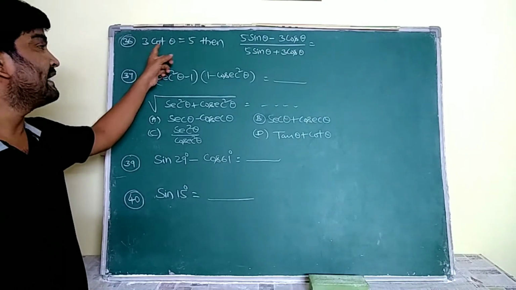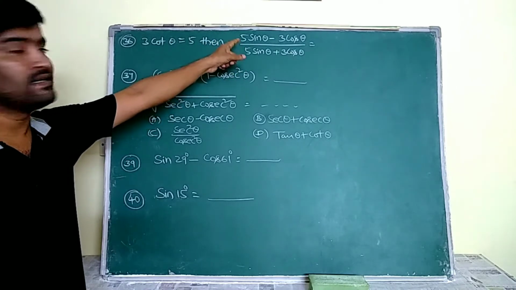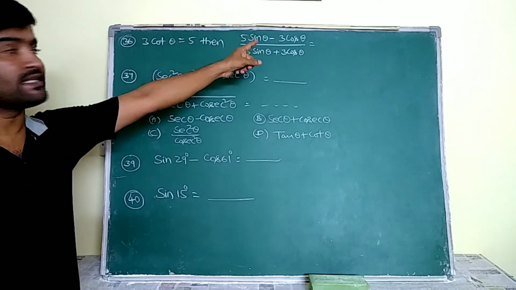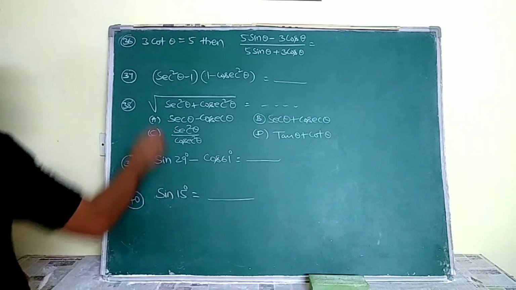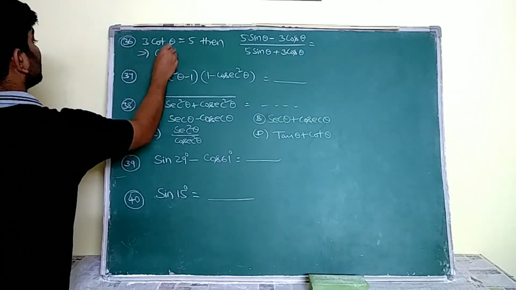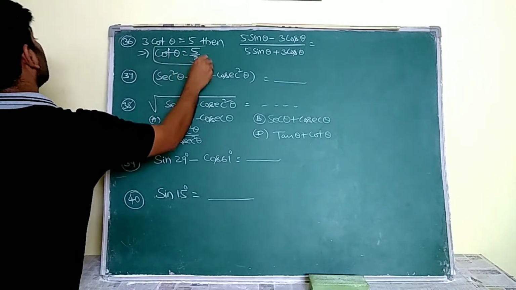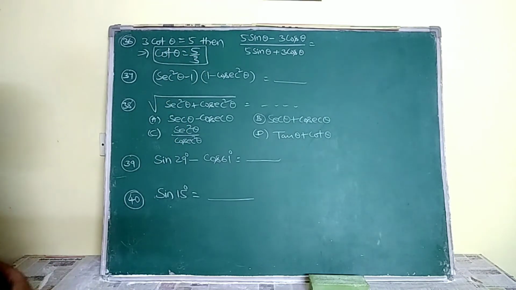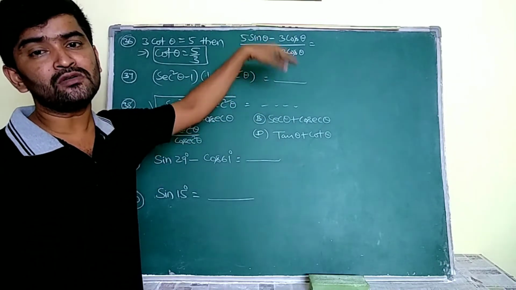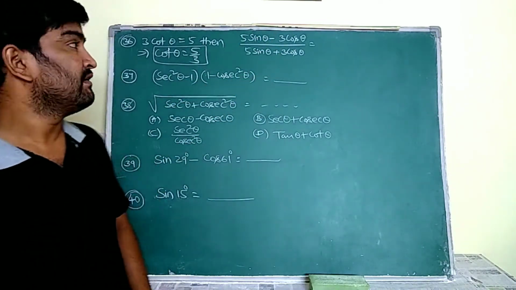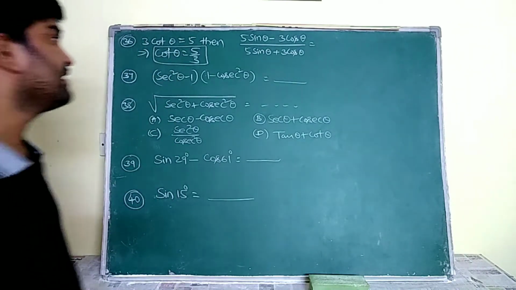Here he gave 3 cot theta is equal to 5. Then he is asking us to find 5 sin theta minus 3 cos theta by 5 sin theta plus 3 cos theta. Here I am going to calculate cot theta is equal to 5 by 3. See, here I am having cot theta is equal to 5 by 3. So I am going to convert these given terms into the terms of cot theta. For that I am going to divide both numerator and denominator with sin theta.